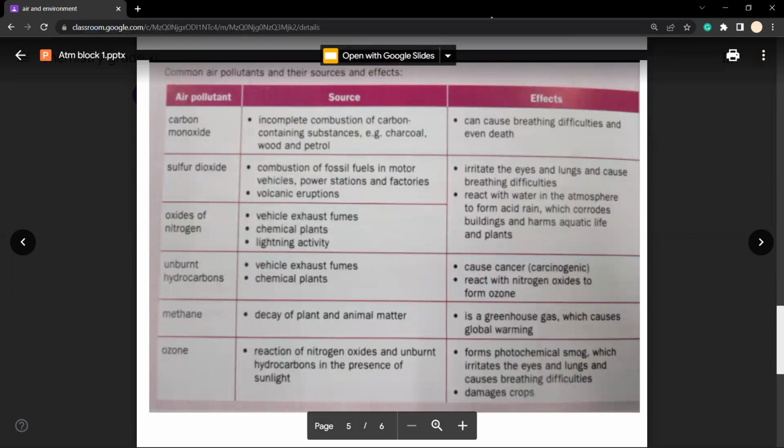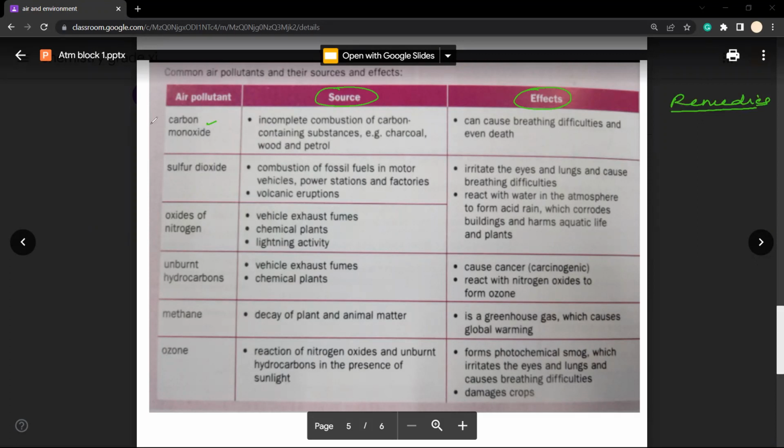Now, the first pollutant we talk about is carbon monoxide, right? Carbon monoxide is the first pollutant. And how do we get it? We will be talking about the sources and their effect or impact, right? And then we'll be talking about the remedies, how we are going to remove those effects, in terms of remedies or solutions.